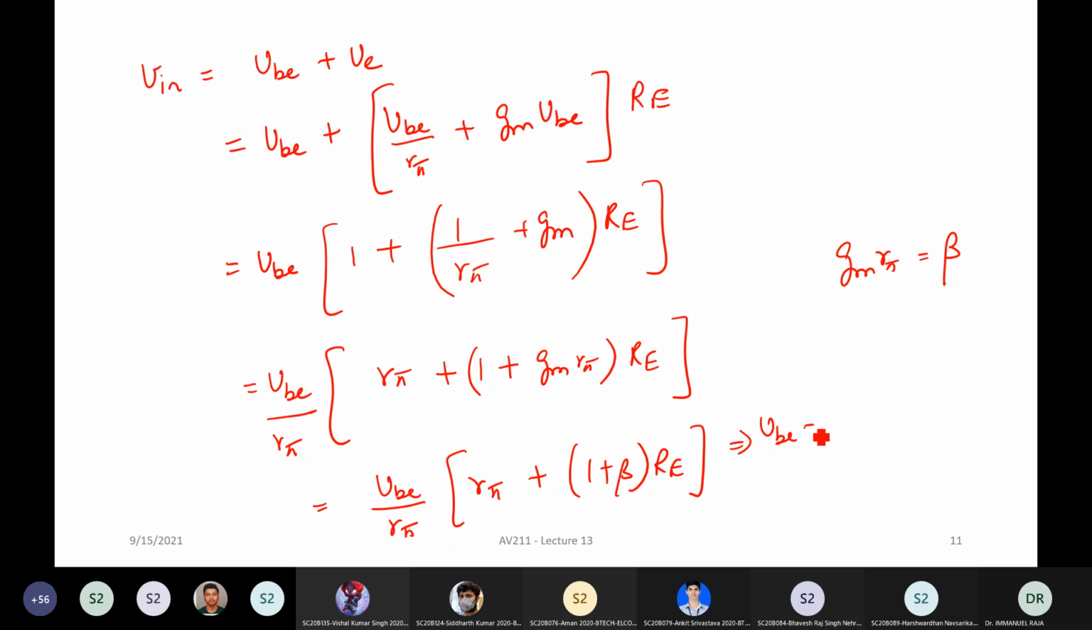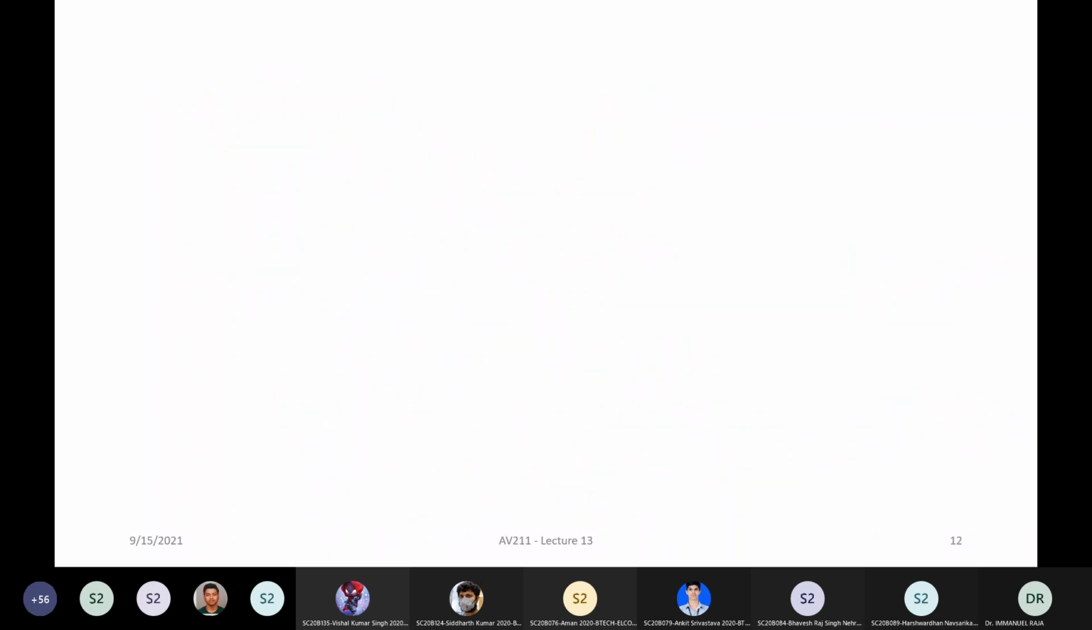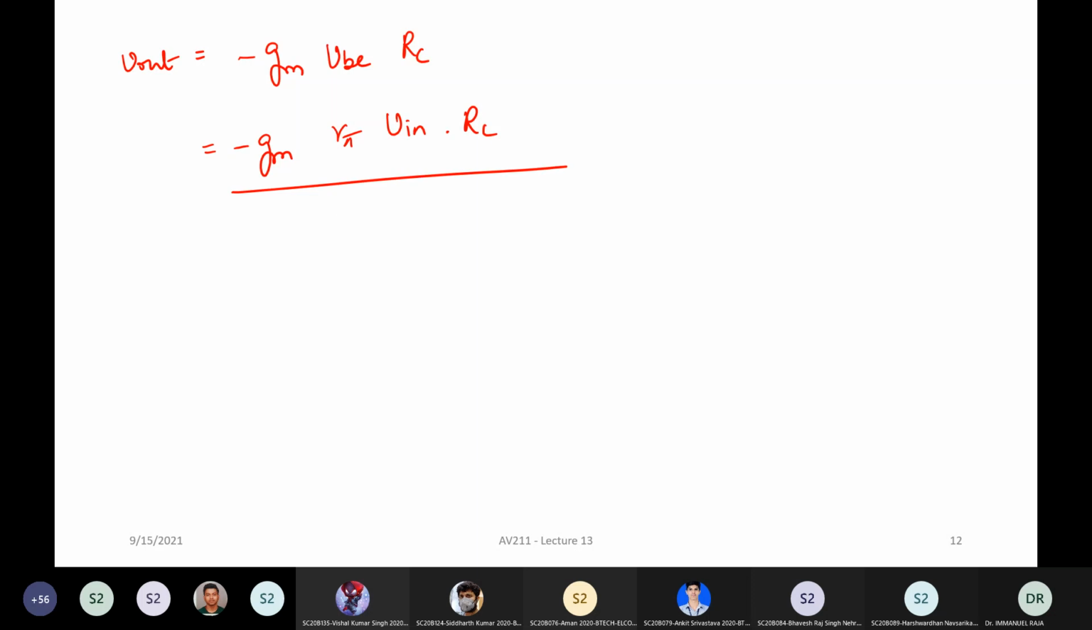So let's keep this expression here, and we can find out what is VBE. VBE can be written as Vin times R pi divided by R pi plus 1 plus beta times RE. Correct? Now let us substitute in the V out expression, which is nothing but minus GM VBE times RC. So minus GM times R pi times Vin times RC divided by R pi plus 1 plus beta times RE. Correct? This is what you get.